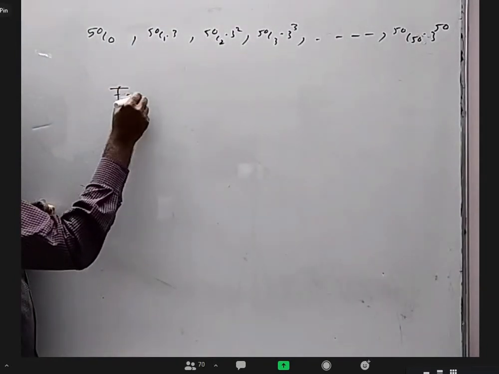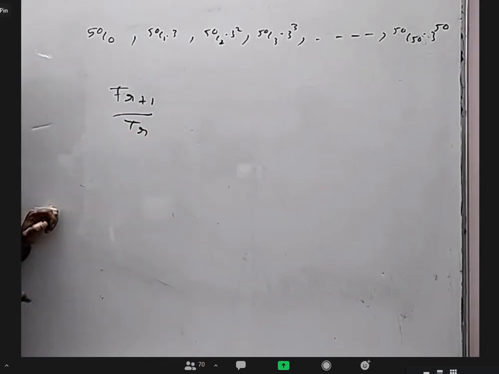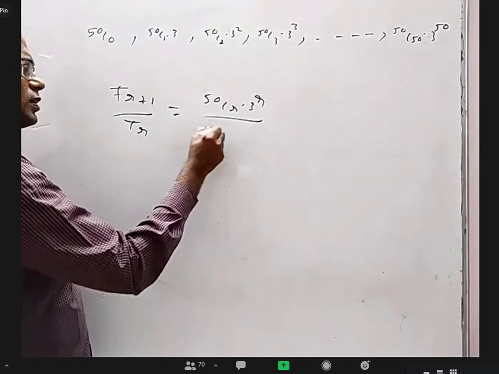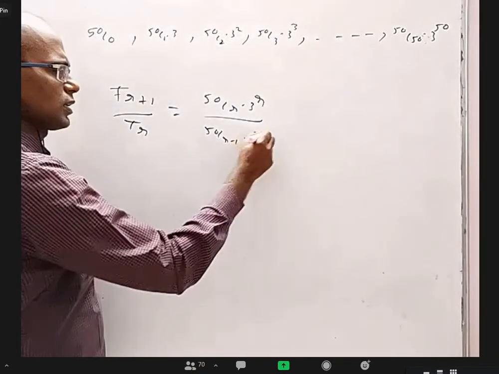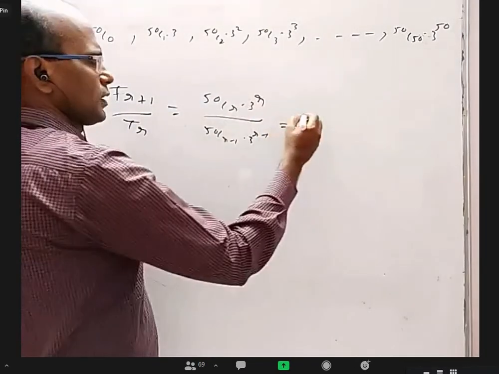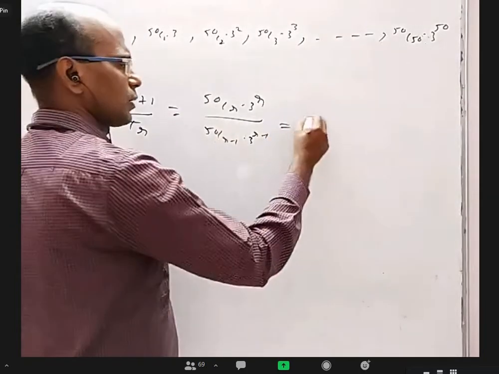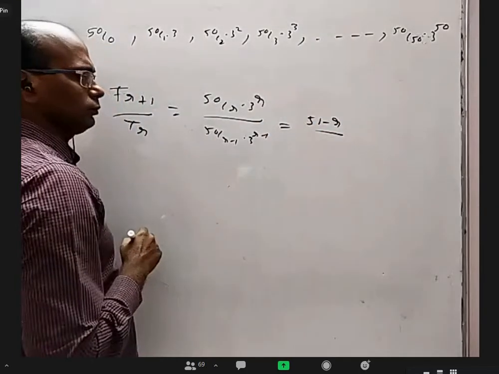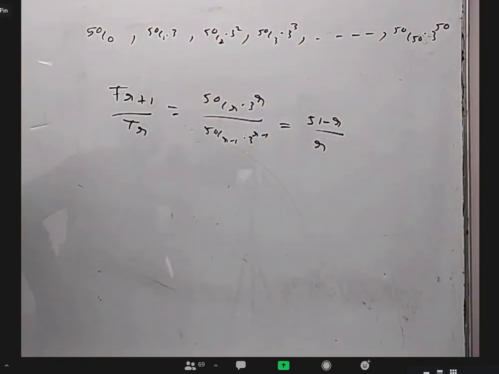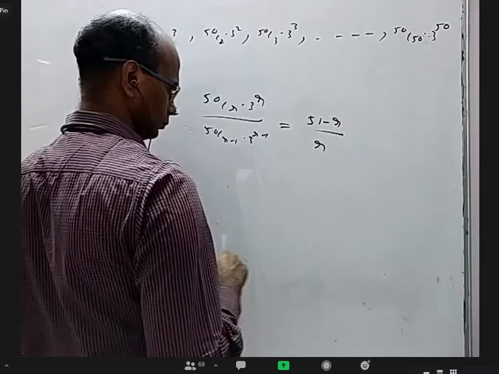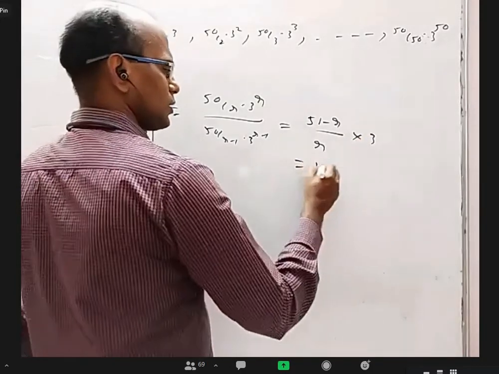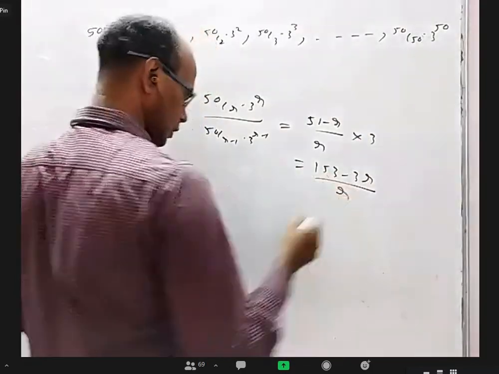We take the (r plus 1)th term by the rth term. What is the (r plus 1)th term here? 50Cr times 3 power r, and this is 50C(r minus 1) times 3 power (r minus 1). Now when I simplify this by this, we know how to simplify. It will become (51 minus r) by r, and this will become 3. That is (153 minus 3r) by r.